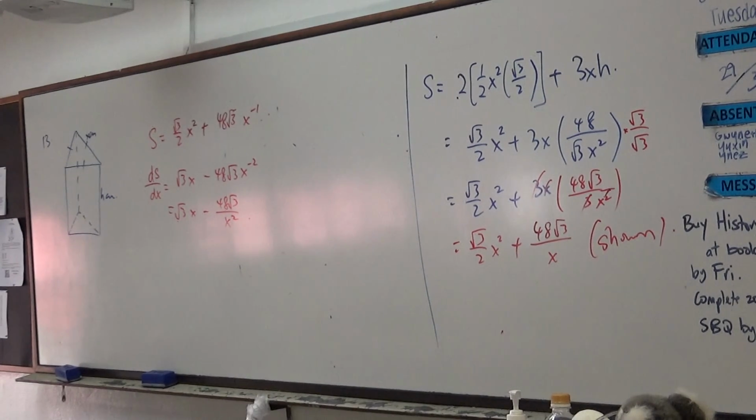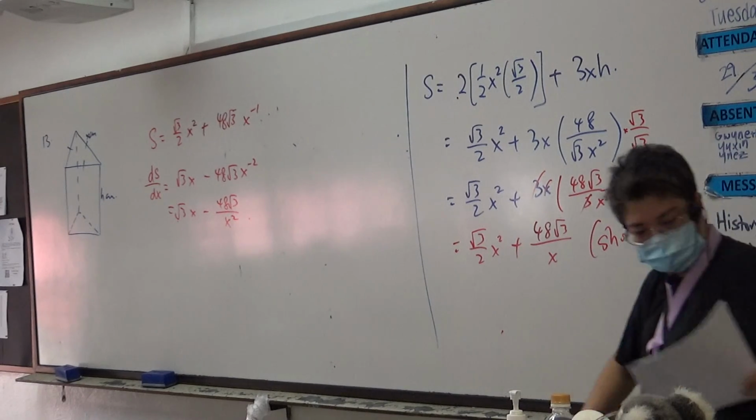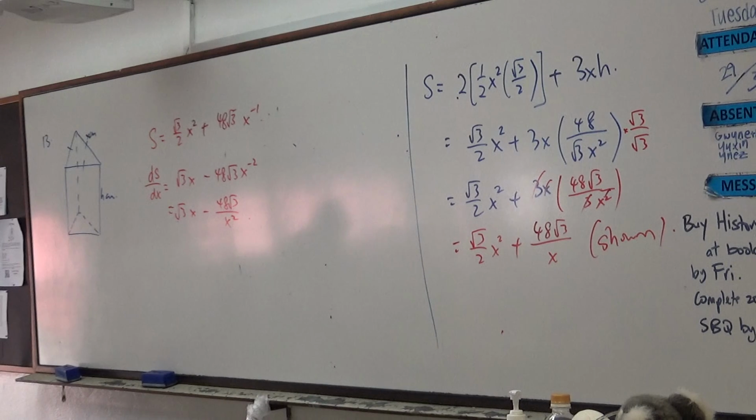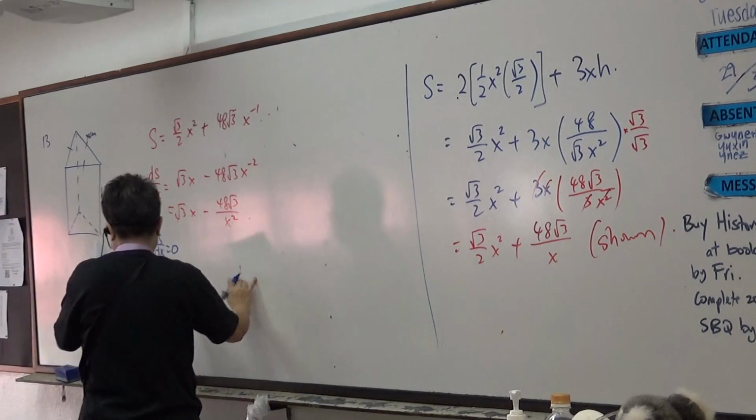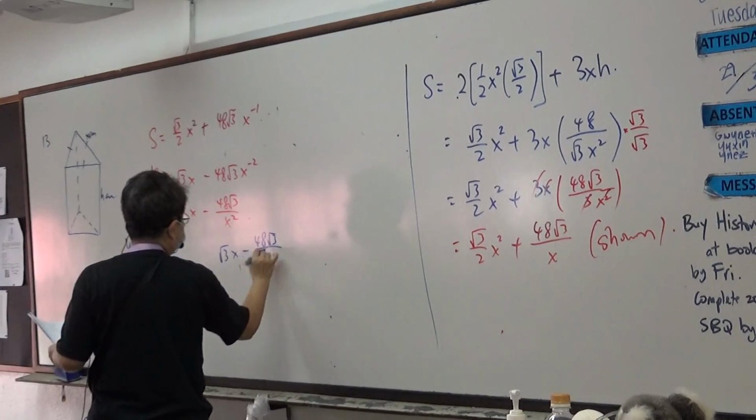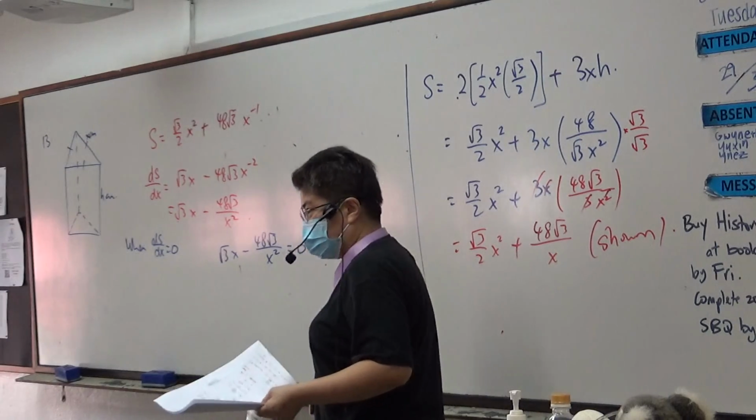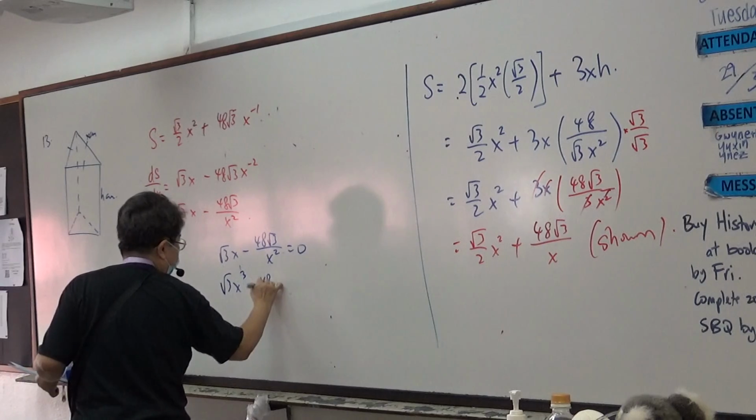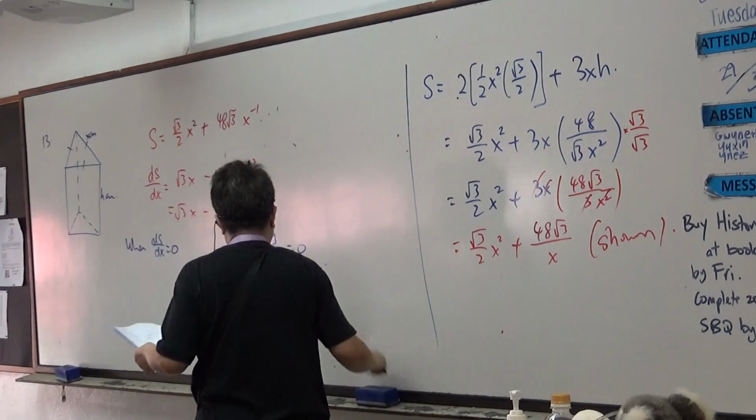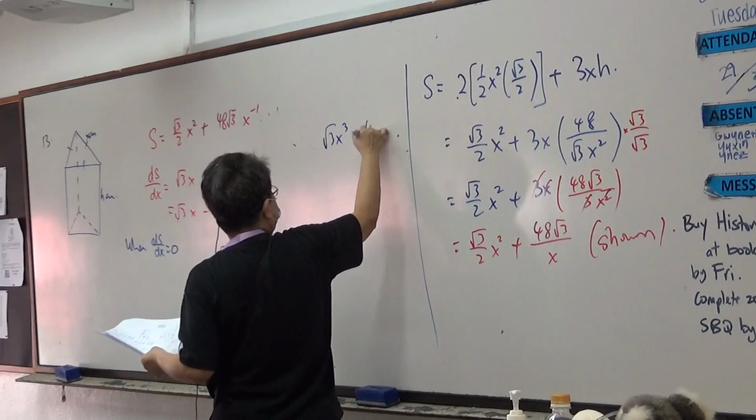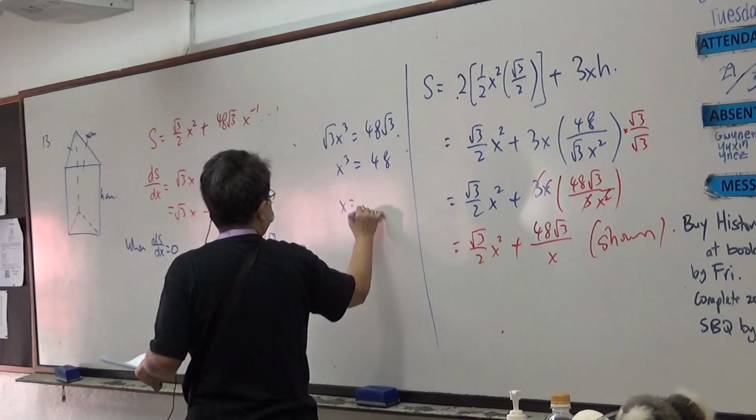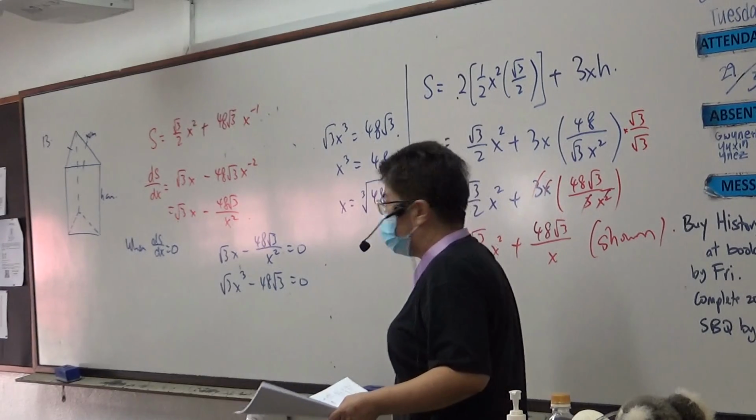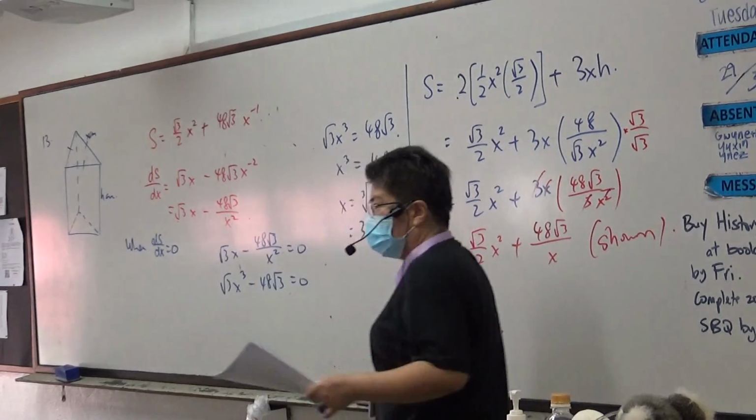Now, what did the question say? Find the value of x for which the cost of aluminium needed to produce a container is a minimum. So when dS/dx is 0, I will have root 3 x minus 48 root 3 over x squared equals 0. Now I multiply throughout by x squared, so I will have root 3 x cubed equals 48 root 3. x cubed equals 48. So what is x? Cube root of 48. If I key in the calculator, it's 3.63425, truncated.